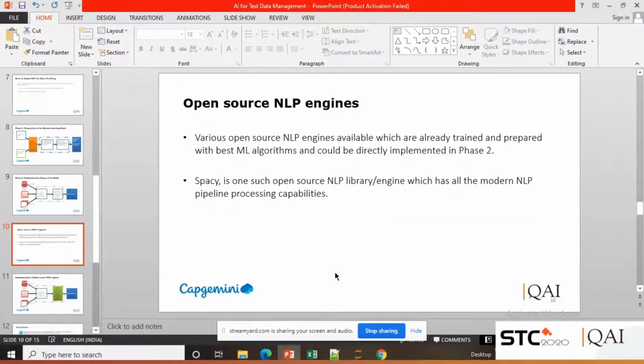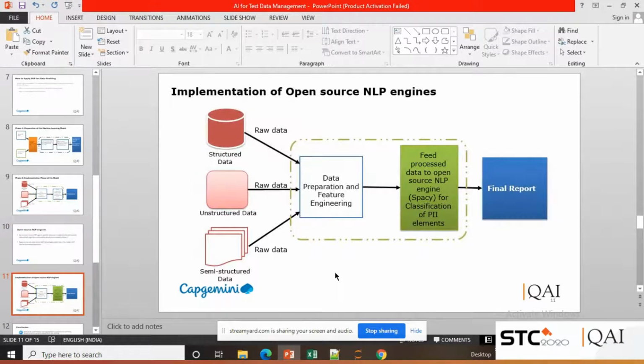Also, I want to talk a little bit about open source natural language processing engines. So in phase one, we have seen that we have built a whole NLP engine. We have built a whole machine learning model. Now, there are projects where there could be a lack of infrastructure, there could be a lack of machine learning expertise, machine learning engineers. In those projects, they can directly use open source NLP engines. There are various open source NLP engines available currently, which are trained by using state-of-the-art machine learning algorithms. So they could be directly implemented in phase two by skipping phase one, so that instead of using our own NLP engine machine learning model, we could use the open source machine learning model.